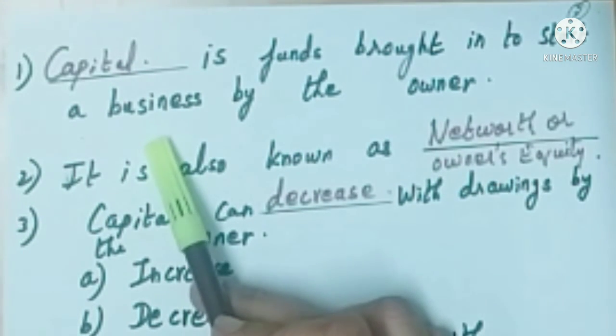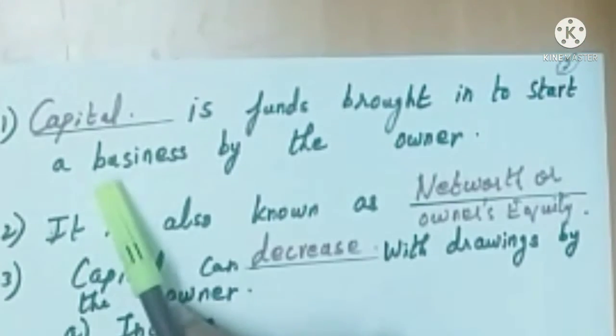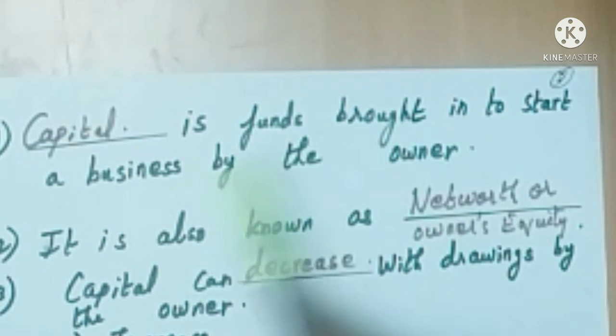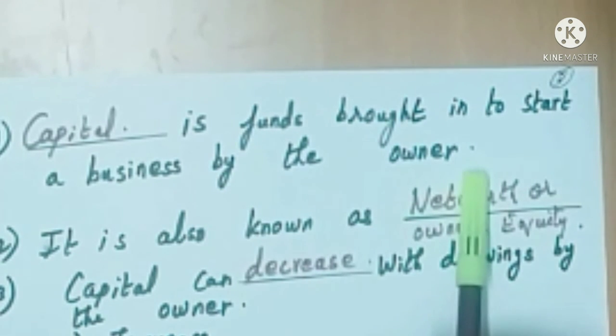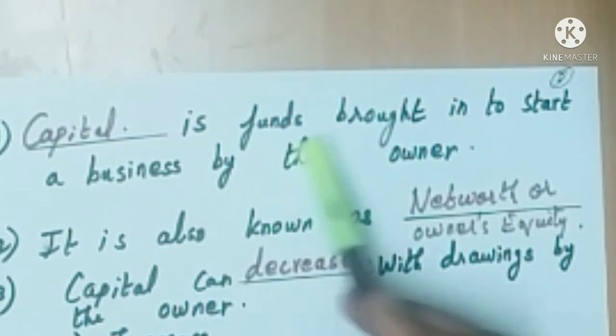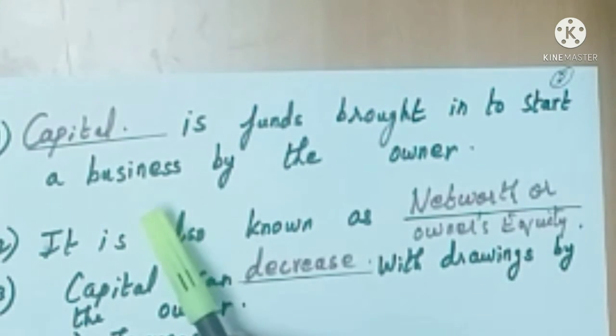Okay, let's discuss the answer for these questions. It is the funds brought in to start a business by the owner. So the answer is capital. Capital is the fund brought in to start a business by the owner.